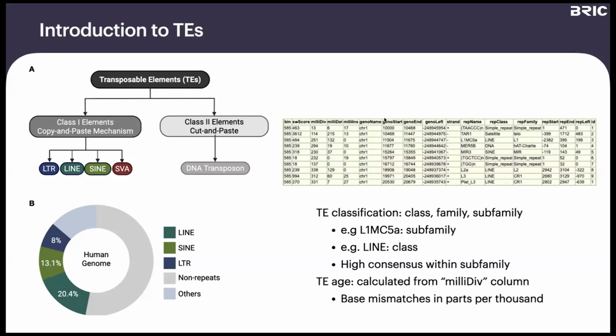The second important piece of information is the estimated age of the TEs, which is determined by measuring how much their sequence has diverged from the original copies, in this milliDiv column. The lower the number, the lower the divergence, which indicates younger elements. And age is very important because newly inserted or younger TEs are generally considered to retain more activity compared to older copies.